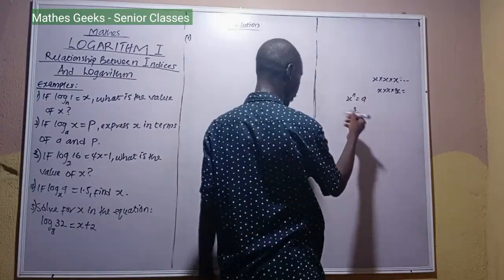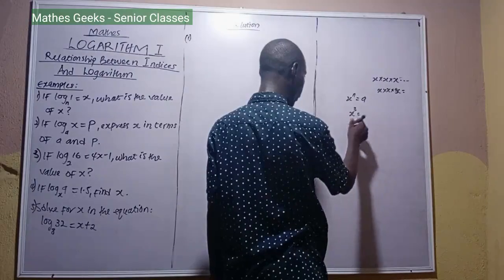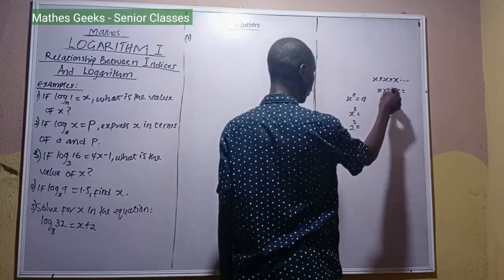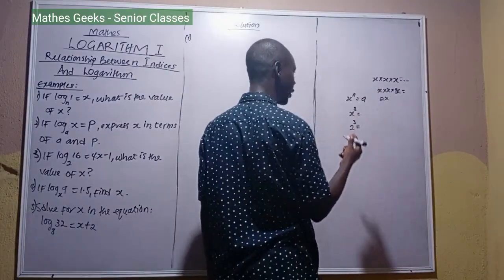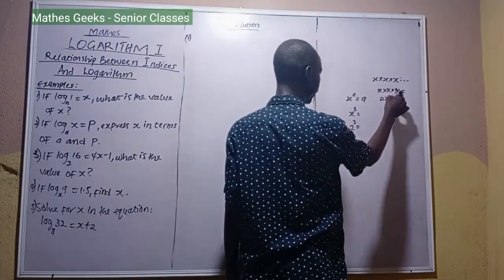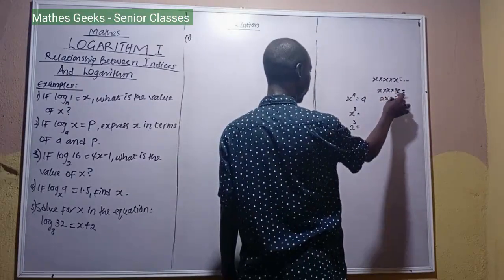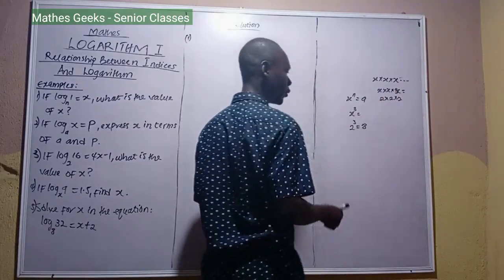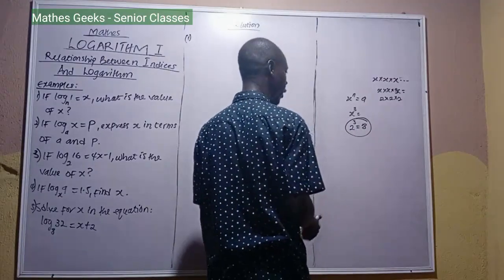Let's use a number typically. Let's say 2 raised to the power 3. That implies that 2 should multiply itself repeatedly 3 times: 2 times 2 times 2. 2 times 2 is 4, 4 times 2 is 8. So that is 8. This is what it means in index form or index notation.